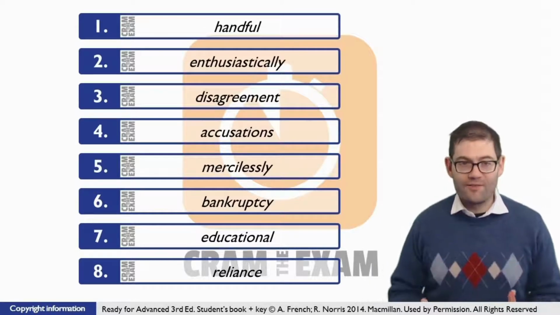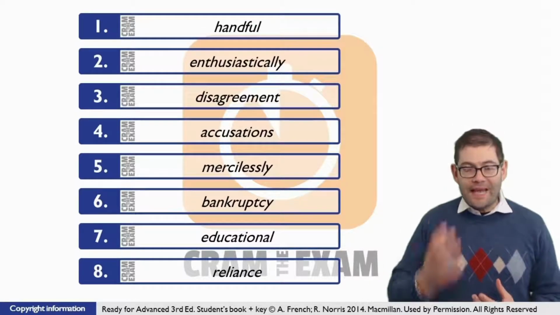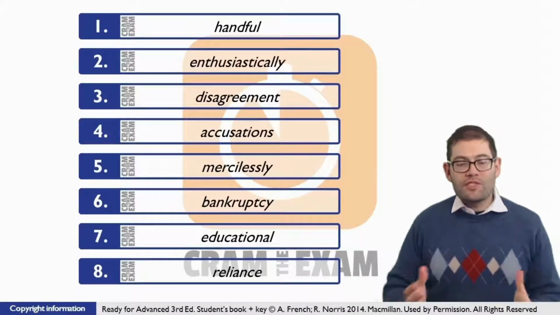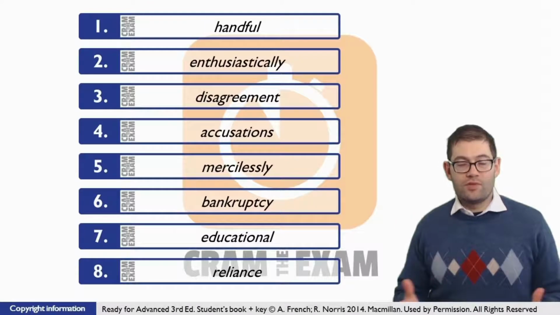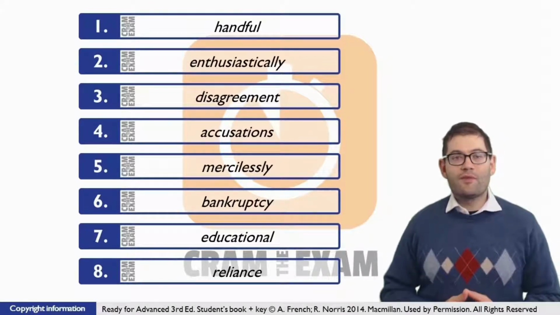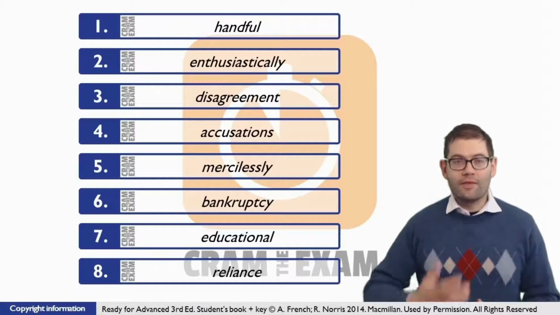Question number 2, big clue word before the gap, and that word is how. How introduces adverbs, particularly in this case the adverb which modifies the verb which follows after the gap. So what is the adverb that we need? Enthusiastically.